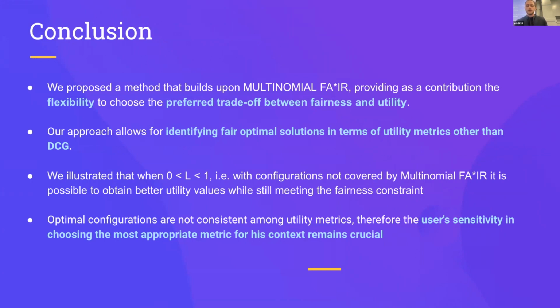Our approach allows for identifying fair optimal solutions in terms of utility metrics other than DCG. And we illustrated that when L is between 0 and 1, with configurations not covered by multinomial FAIR, it is possible to obtain better utility values while still meeting the fairness constraints. So optimal configurations are not consistent among all utility metrics. Therefore, the user's sensitivity in choosing the most appropriate metric for their context remains crucial. Thank you.